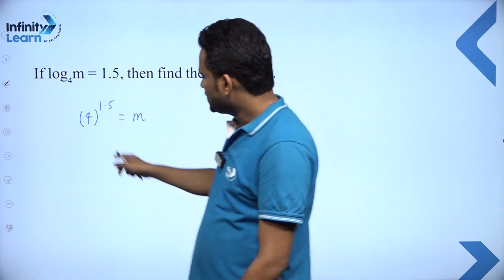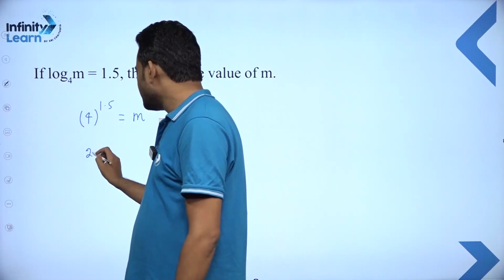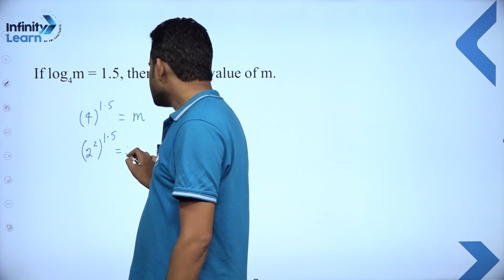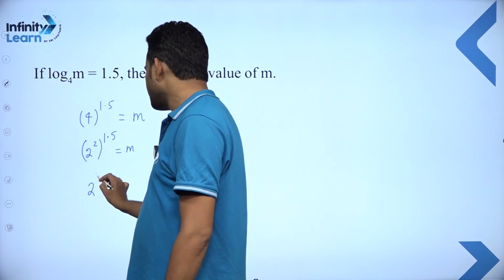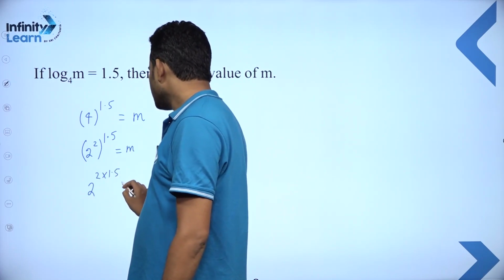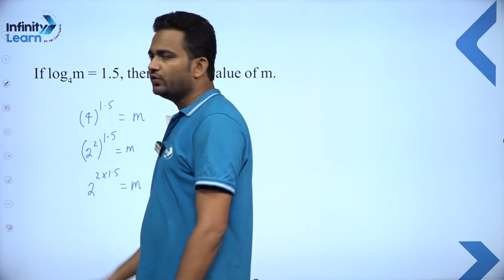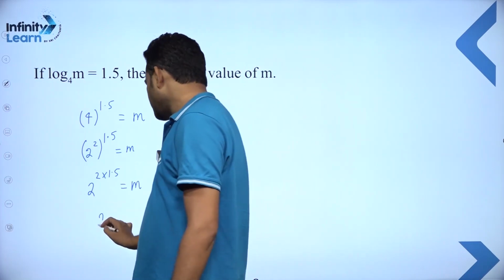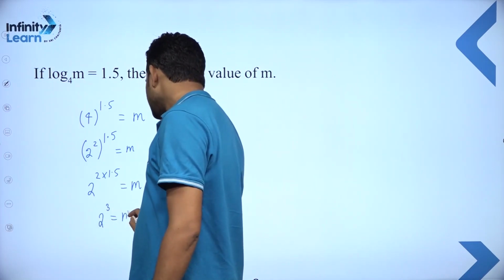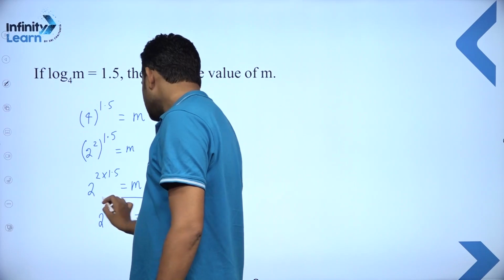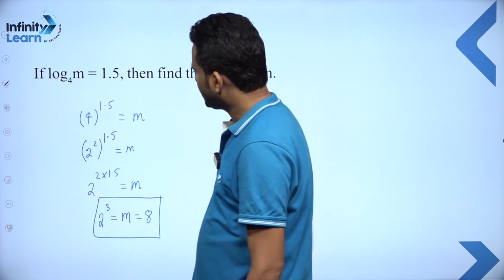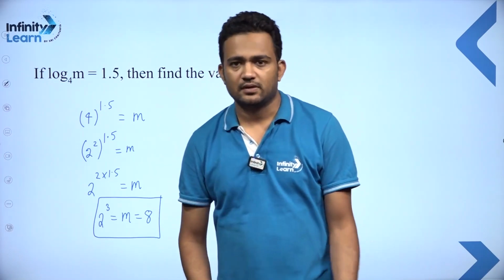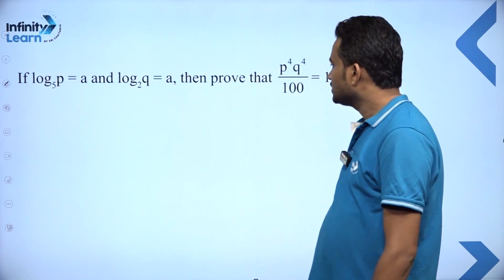So let us solve this. This 4 can be written as (2 power 2) whole power 1.5 is m. So this is basically 2 power 2 into 1.5, which is m. What is 2 into 1.5? 2 into 1.5 is 3. So 2 power 3 is m and 2 power 3 is 8. So the right answer is 8, meaning the value of m is 8. Clear guys?